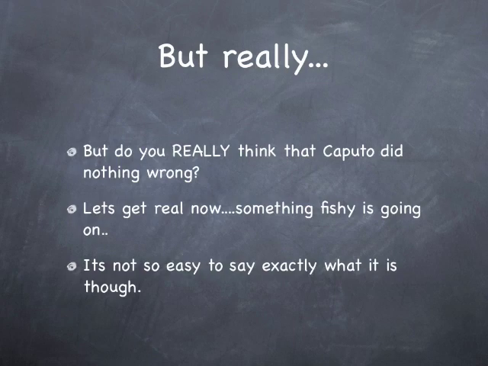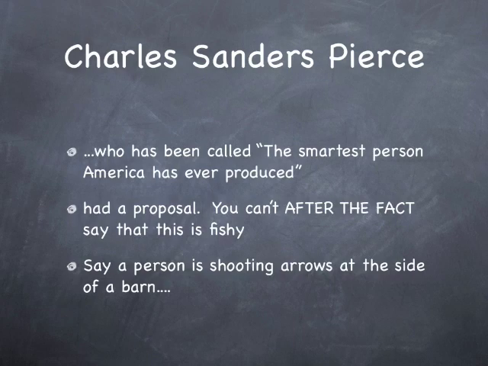So let's consider some attempts at specifying what exactly is going on here. First attempt, by Charles Sanders Peirce. He's actually been called the smartest person America has ever produced, and I would have to agree with that. He was just pretty damn smart. So he had a proposal. He says you can't really, after the fact, say that any pattern is fishy. What you have to do is specify before the fact what happens.